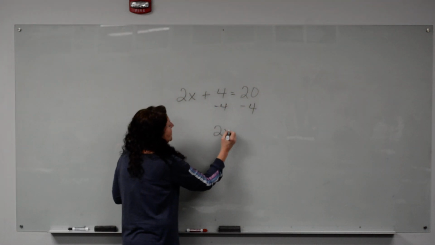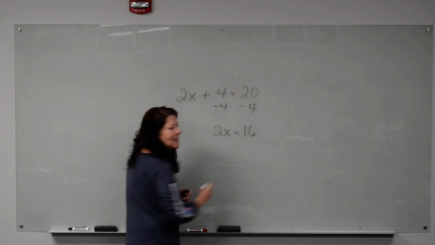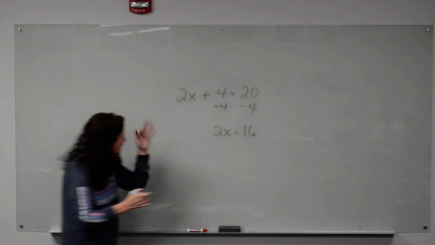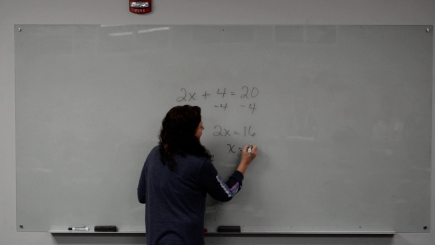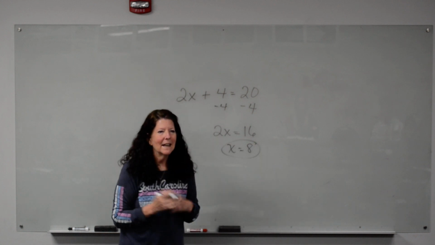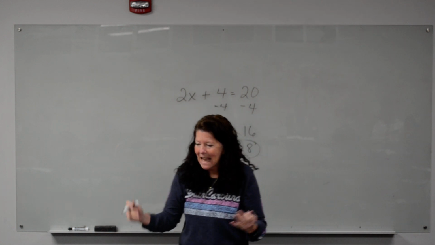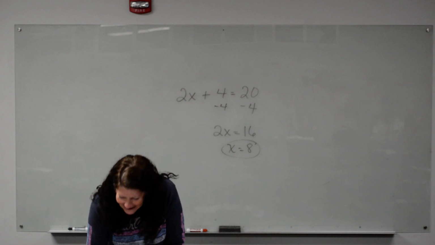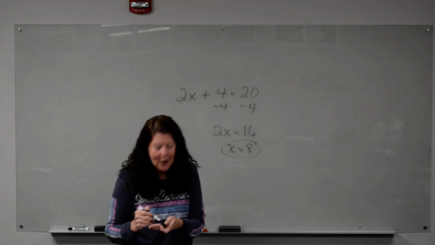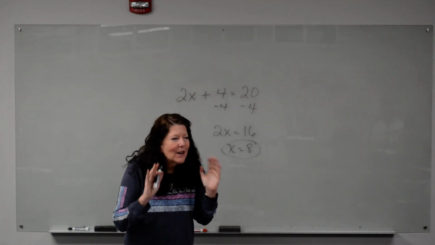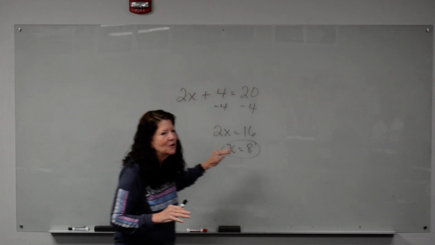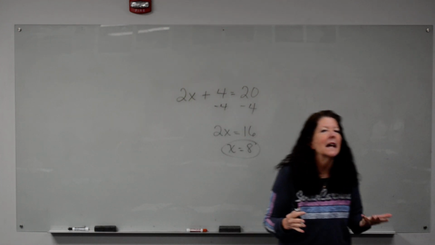Okay, so I have 2x is equal to 16. Now what do I do? Divide by 2. And my answer is 8. Okay, this is very similar to this, but it involves your radicals.